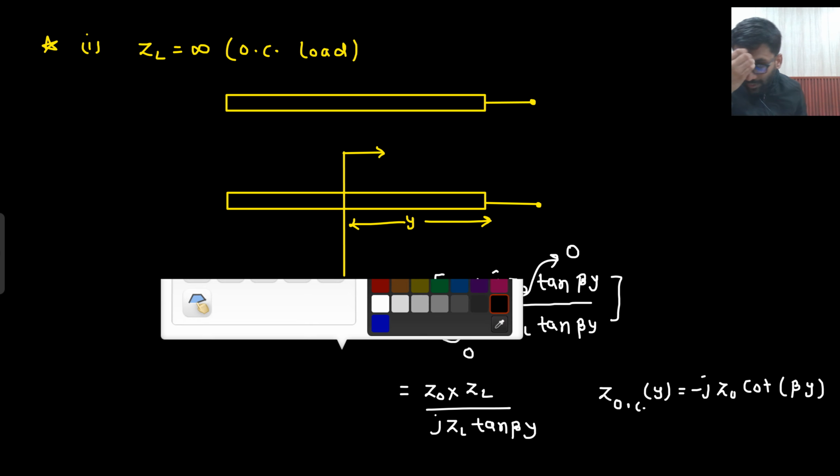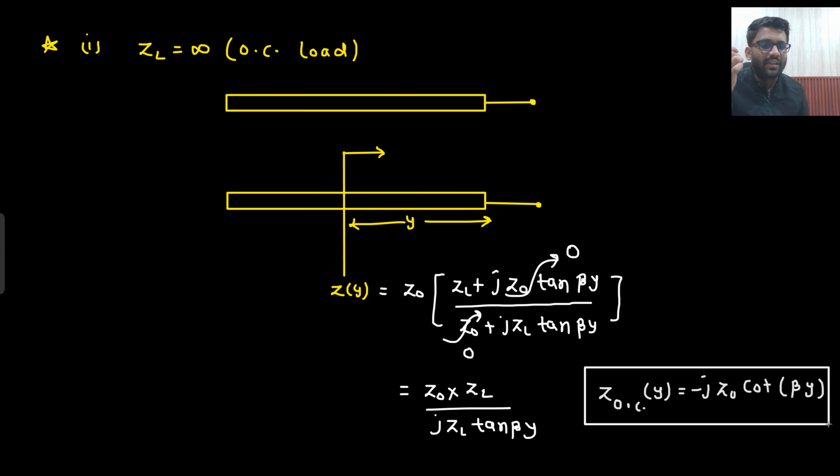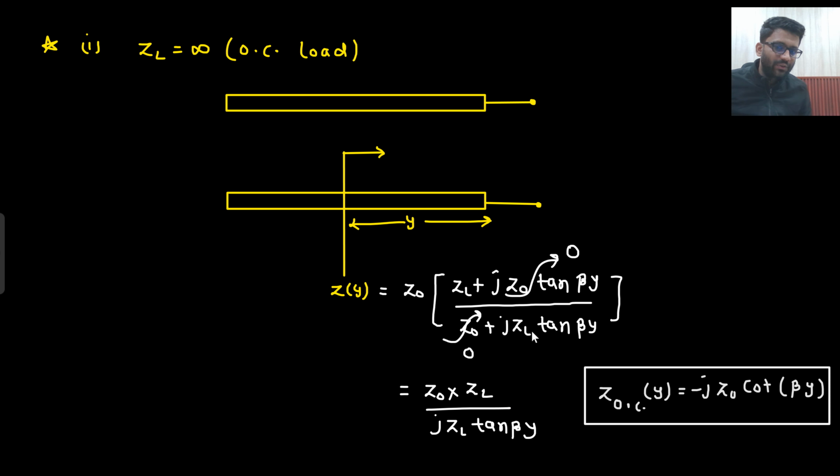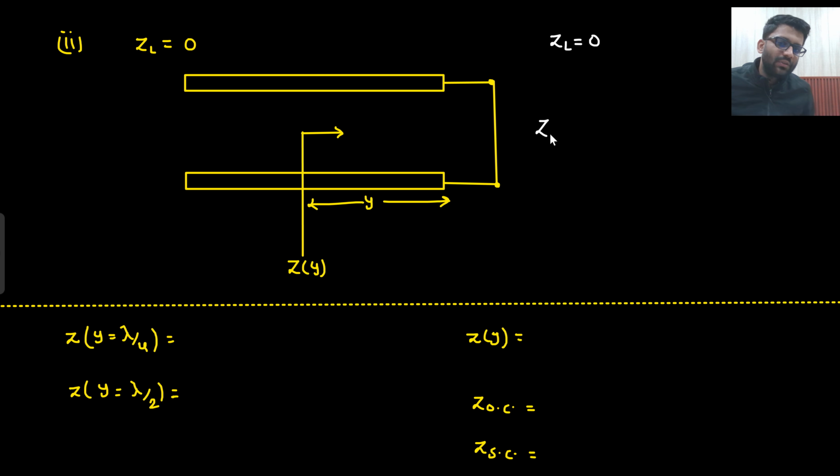Again, it's not necessary to remember all these things, but these are the special cases. Any day you can derive them in the examination as well. It is a very simple calculation. If you remember this formula, you will be able to get to this particular expression if it is required in the examination. Same goes for short circuit as well. You can derive the same thing for short circuit. ZL is equal to 0. So put ZL equal to 0 in this expression. Then Z0 will get cancelled. So the expression you will get is J Z0 tan beta Y.